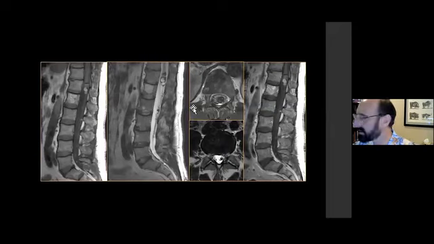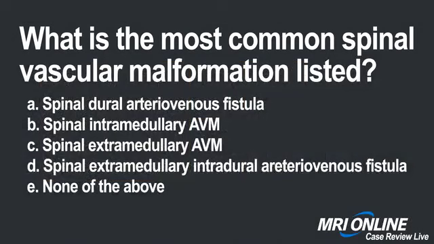So next question. What is the most common spinal vascular malformation listed? Is it a spinal dural AV fistula? Is it a spinal intramedullary AVM? Is it spinal extramedullary AVM? Is it a spinal extramedullary intradural arteriovenous fistula? Or is it none of the above?